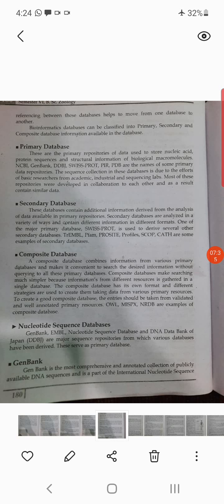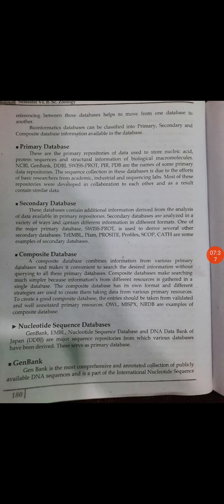Then composite database. A composite database combines information from various primary databases and makes it convenient to search the desired information without querying all these primary databases. So this is the composite database.